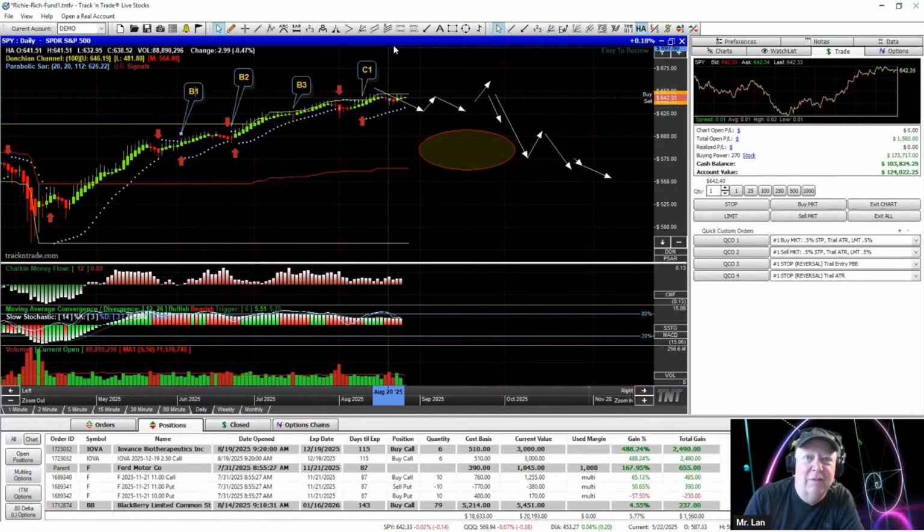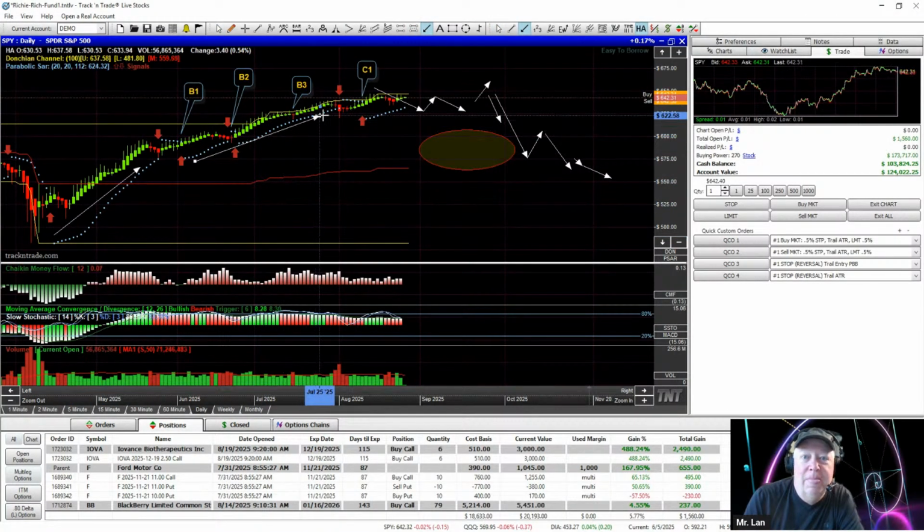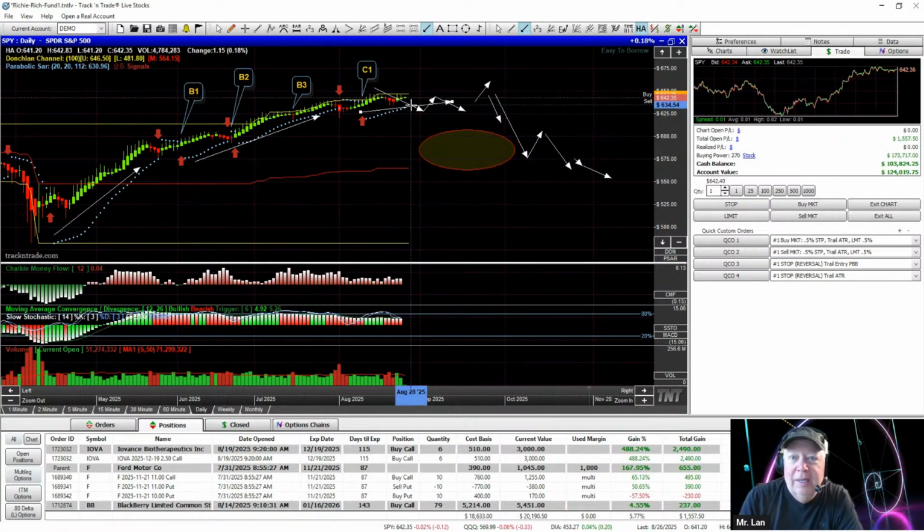So this is our B drive right here. So this is drive 1. This is drive 2. And then this is drive 3. All right. And so I think we're going to get our little ABC pullback in here.